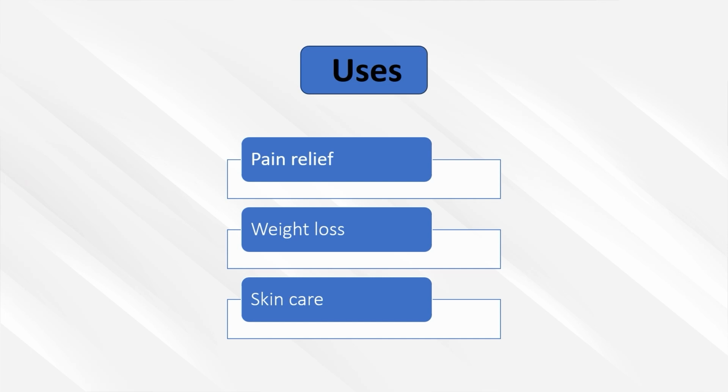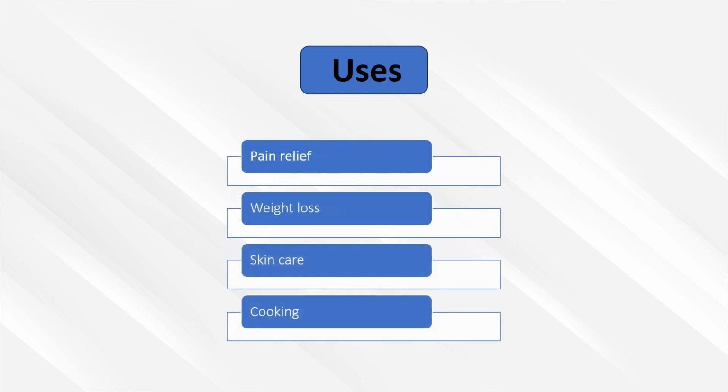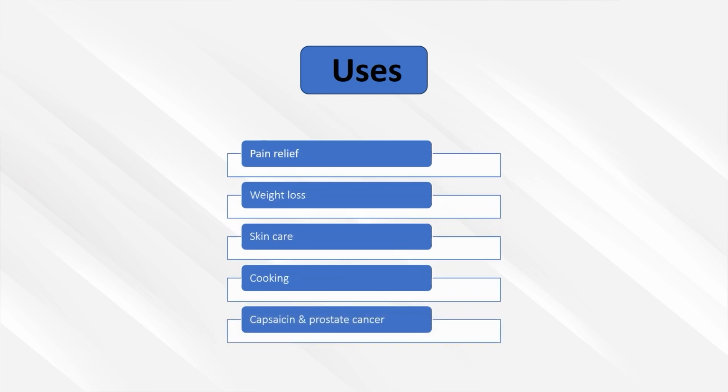It is sometimes used in skincare products to help treat acne and other skin conditions. Now we all know the uses of capsaicin in cooking. Capsaicin is a popular ingredient in spicy food and sauces. The special use of capsaicin is the treatment of prostate cancer.